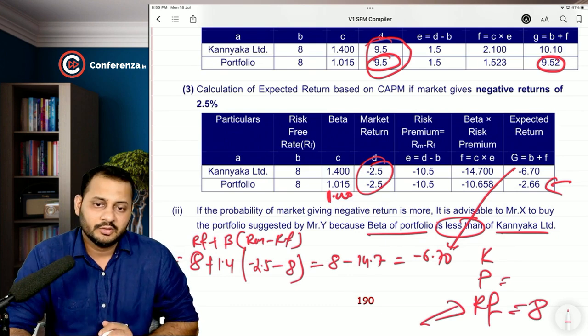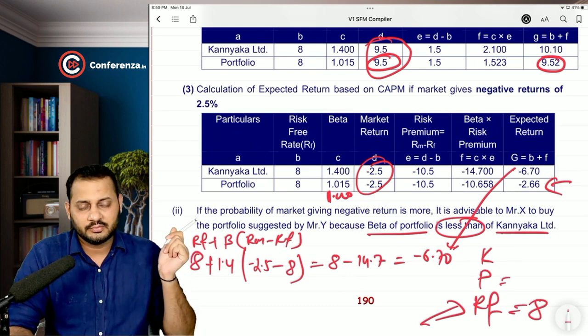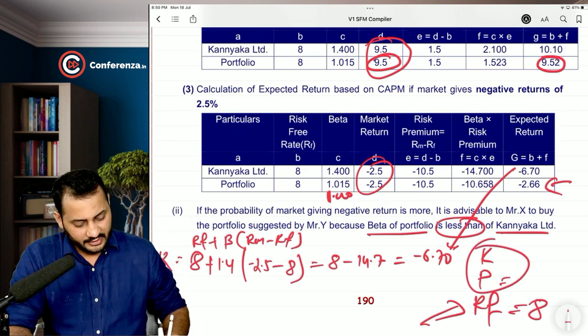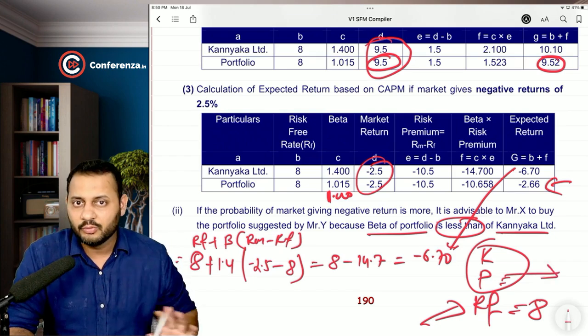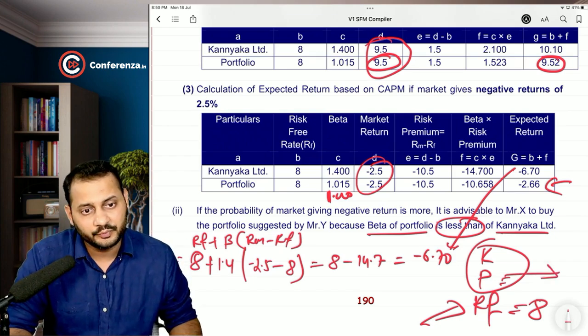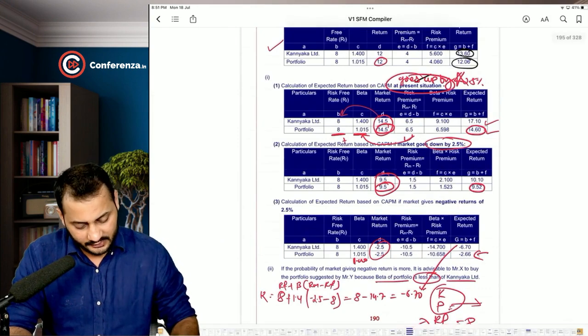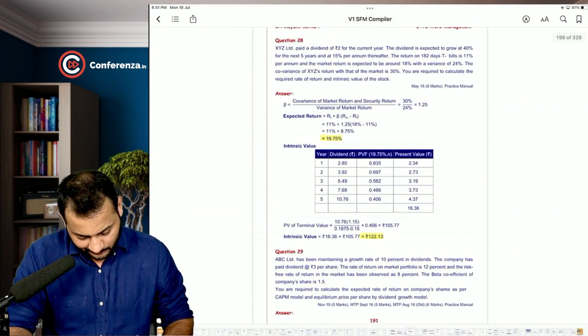So they are considering that we have only two options, Kanyaka and the portfolio, and in that case go for the portfolio is my advice to you, because the risk is lower in that. Okay, that was the question. I think that was the easiest question.